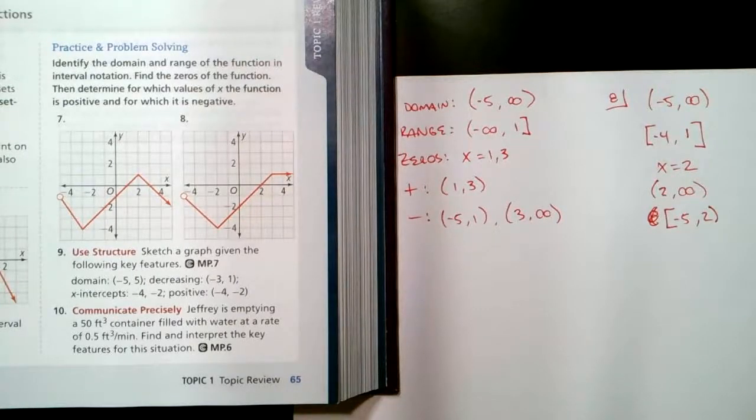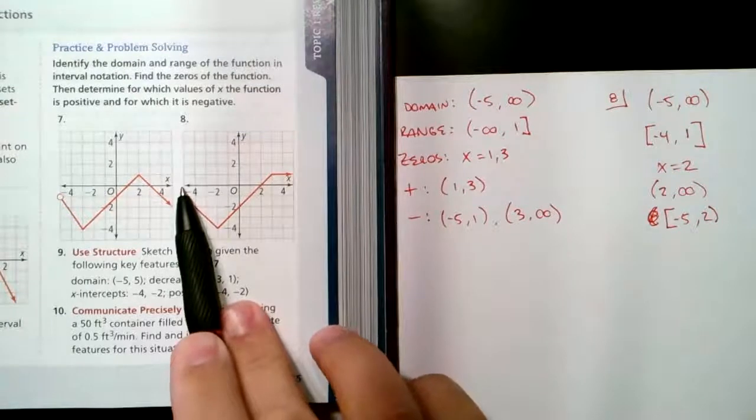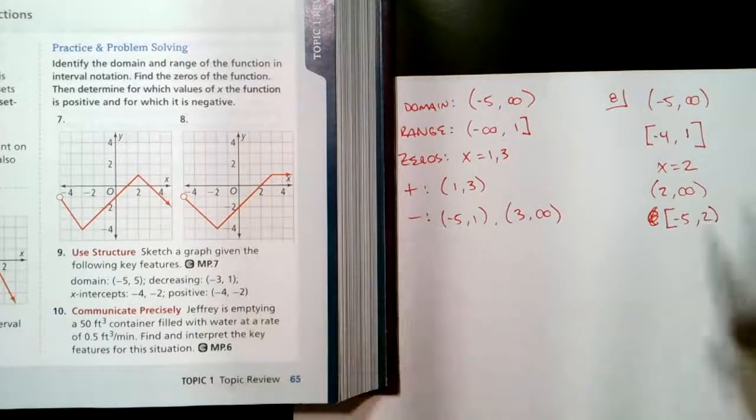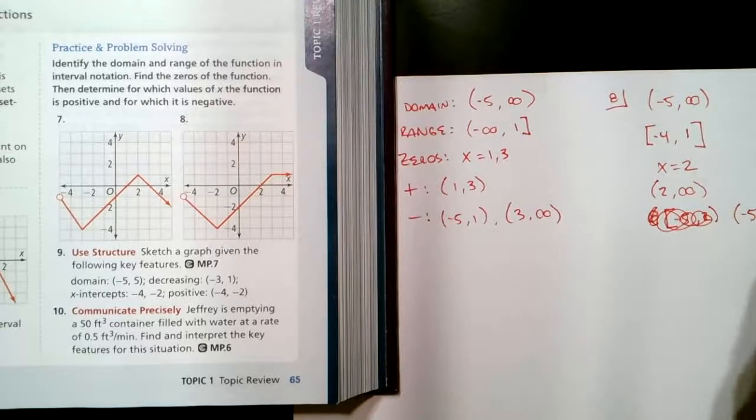I think I want to rewrite that. Negative 5 to 2. So why did I use a bracket? Why did I squiggle that out? Well, at negative 5, at that value, that function is negative. But I think I want to go back and change that now.